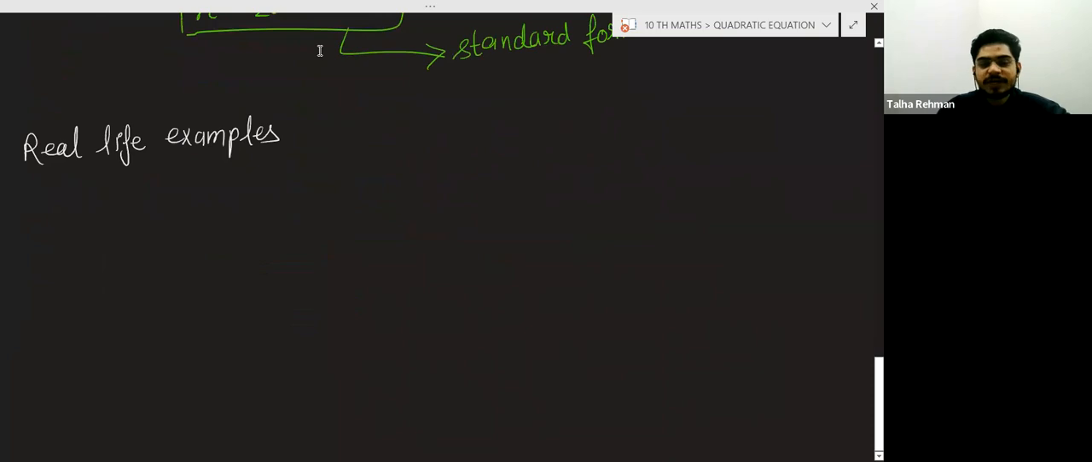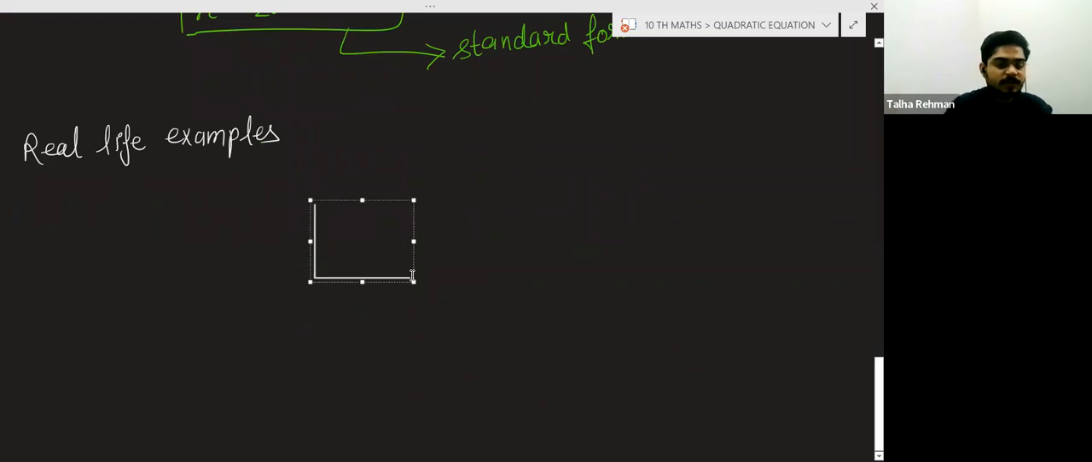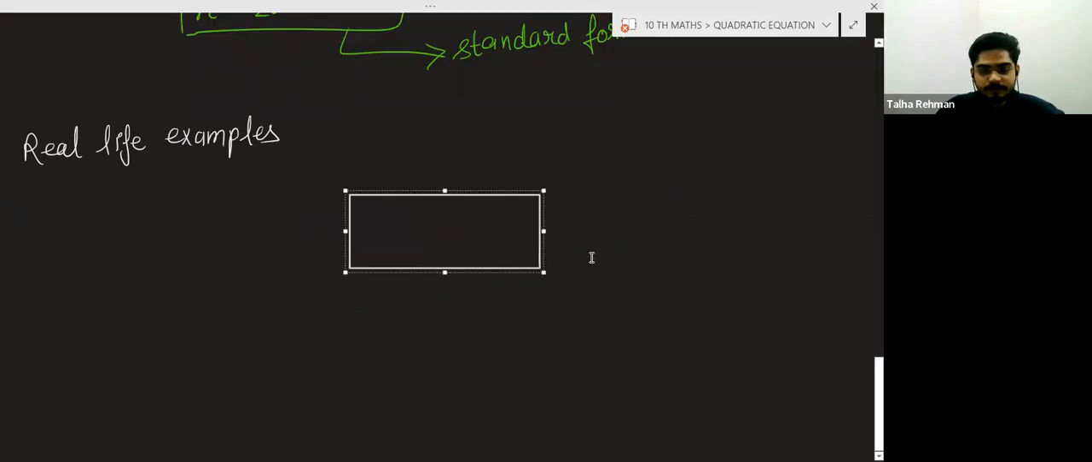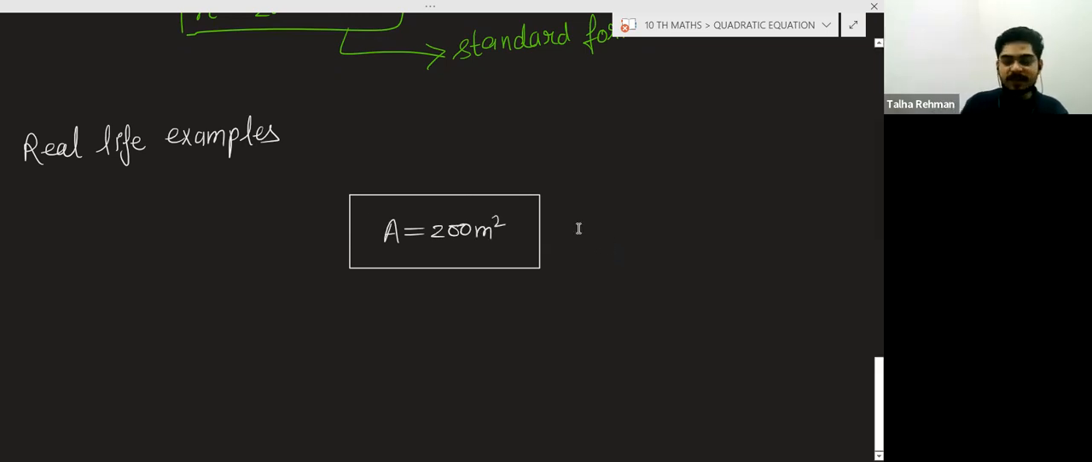And why are we studying the quadratic equation? See, if there is a rectangle given, and they are saying the length of the rectangle is twice its breadth, and the area of this rectangle is 200 meter square, then they can ask what is the length and the breadth of the rectangle.